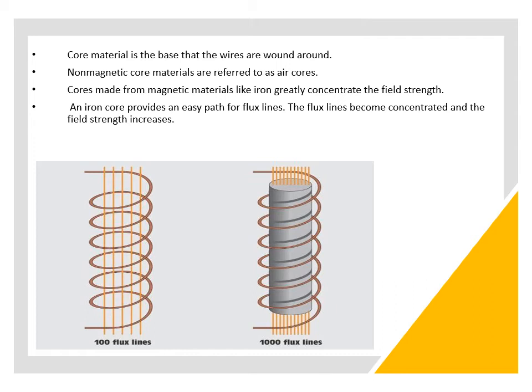Core materials do not create flux. All that core materials do is they concentrate the flux that we already have. It gives them an easy path for them to flow, and so they concentrate themselves closer together. A high flux density means that I have a strong magnetic force. Core materials drastically improve the efficiency of our magnetic system.